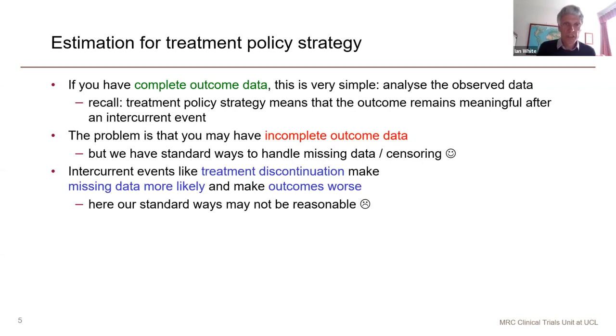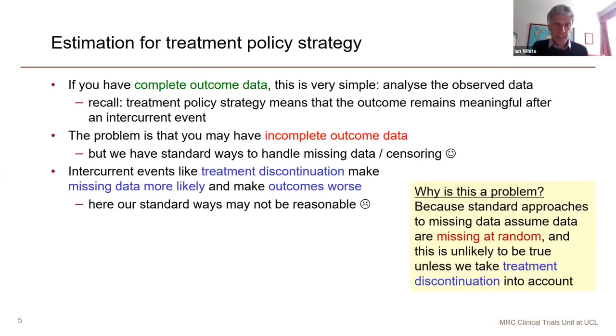The next few slides are going to focus on the case where we have an intercurrent event like treatment discontinuation, which makes missing data more likely. People who stop their treatment are also more likely, I think, to stop their follow-up. And it makes outcomes worse, because if treatment's beneficial, then discontinuing it means you cease to get that benefit. So our standard approaches to missing data and censoring, which assume that data are missing at random, may not be reasonable. That's unlikely to be true unless we take treatment discontinuation into account. I've got a picture that hopefully makes that very clear in a minute.